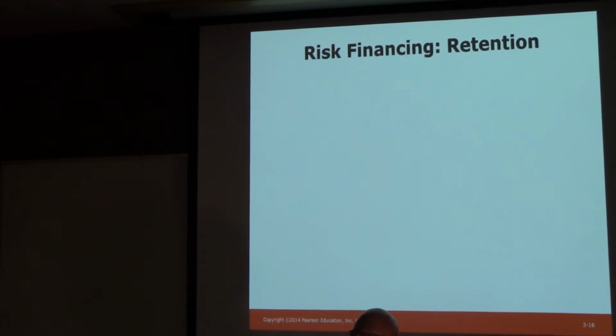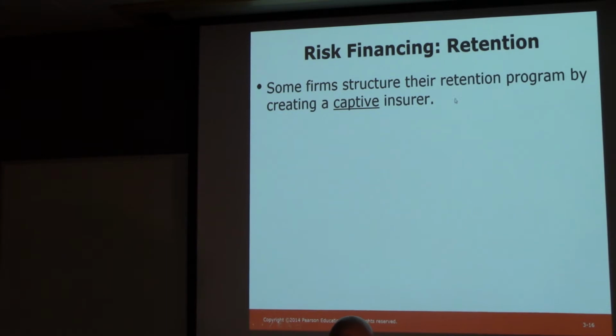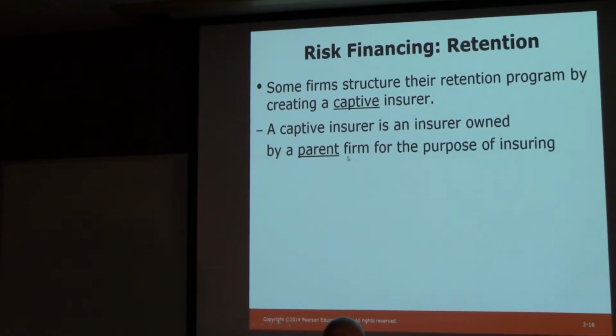We're in chapter 3. We're talking about retention. Not retaining weight, but retaining risk, loss exposures. How are we going to pay for it? All right. Some firms structure their retention program by creating what's called a captive insurer. A captive insurer is an insurance company that is owned by a parent firm for the purpose of insuring the parent firm's loss exposures.